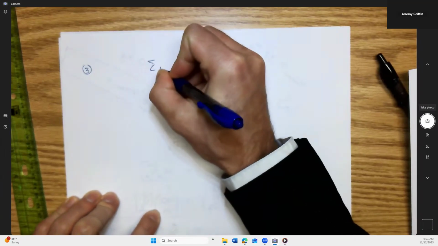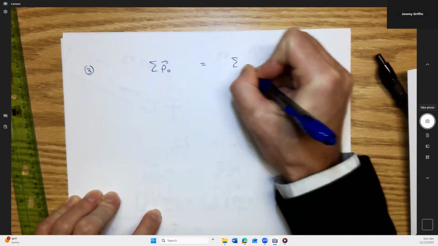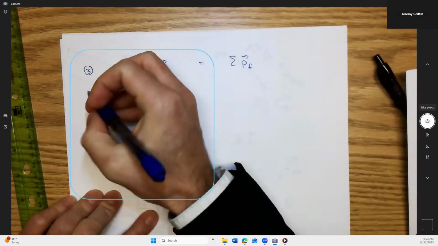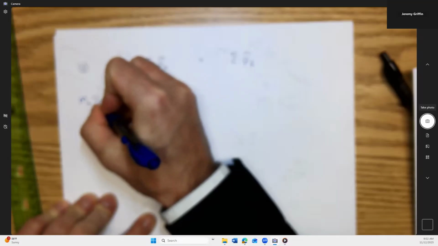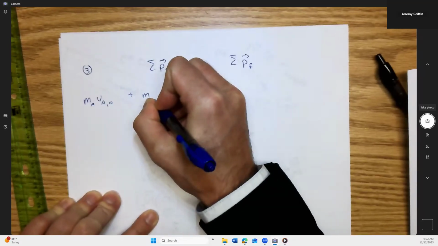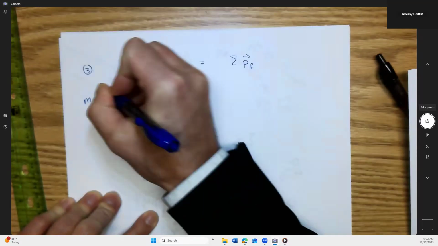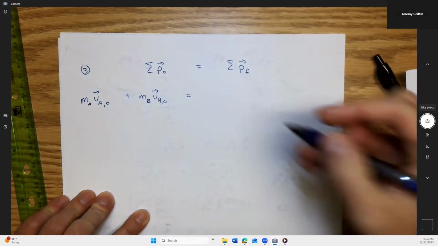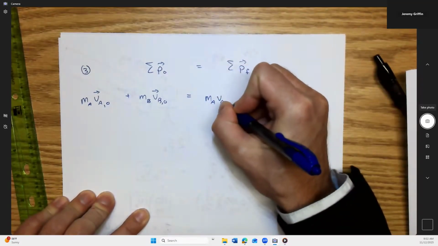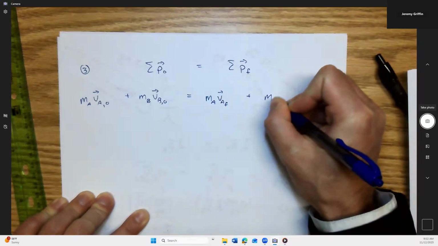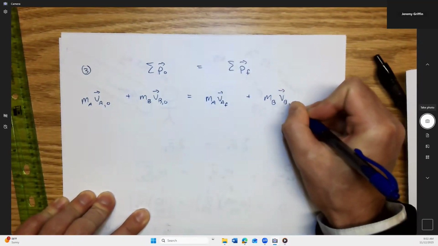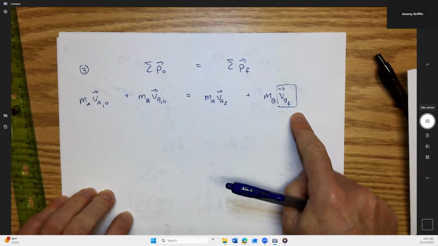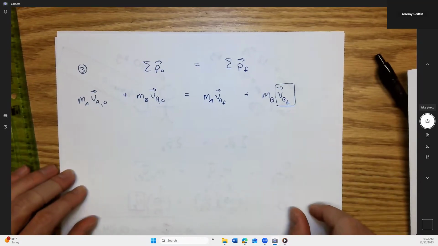So I'll say sum of momentum before the collision equals sum of momentum after the collision. Okay. So that's the framework. Then mass A, velocity A before, plus mass B, velocity B before, before the collision, equals everything after the collision: mass A, velocity A final, plus mass B, velocity B final. And we should know all the numbers except for that one right there.